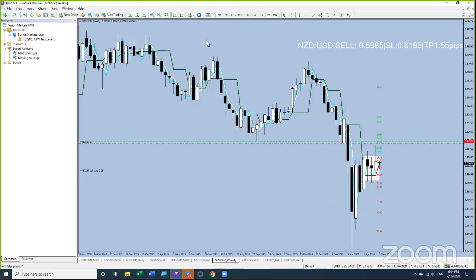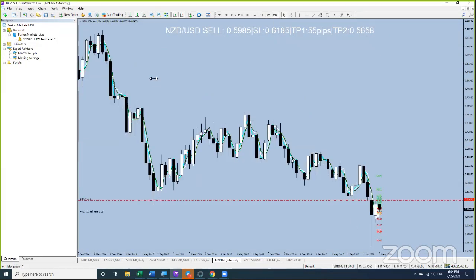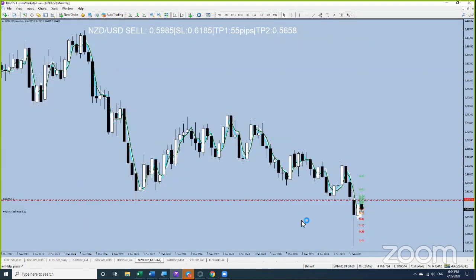So there's that one. If you would like to take another third off at that level, that would be my counsel, and then just let the rest rip. God knows where that will end up because I haven't even got it on the chart there. But there's a big chasm underneath here. So there's the trade. Sell at 59.85, stop loss at 61.85, TP1 1/3 off at 55 pips, TP2 1/3 off at 0.5658. And that is that.